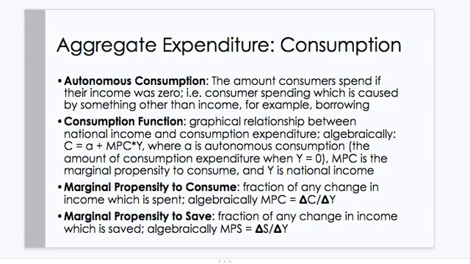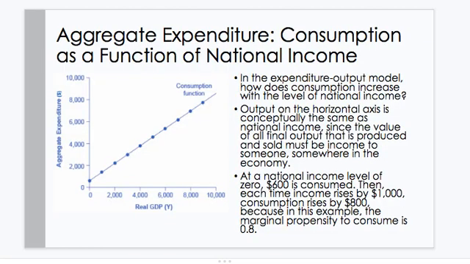Marginal propensity to save: the fraction of any change in income which is saved. Algebraically, MPS equals change in S over change in Y. The aggregate expenditure consumption as a function of national income. In the expenditure output model, how does consumption increase with the level of national income?